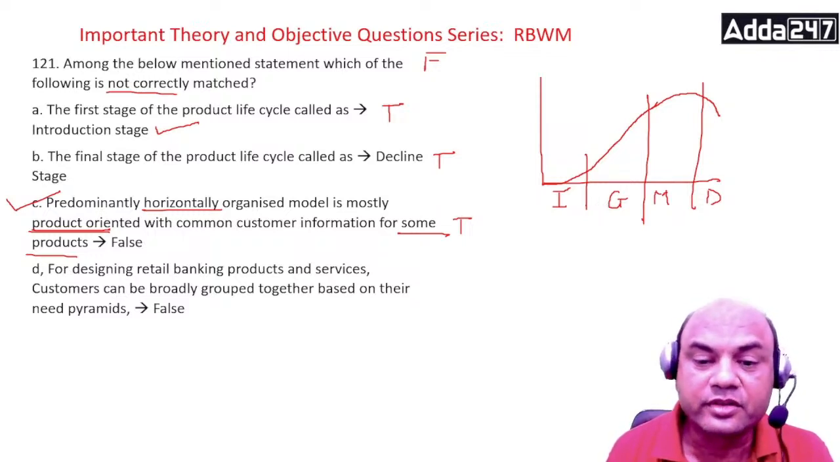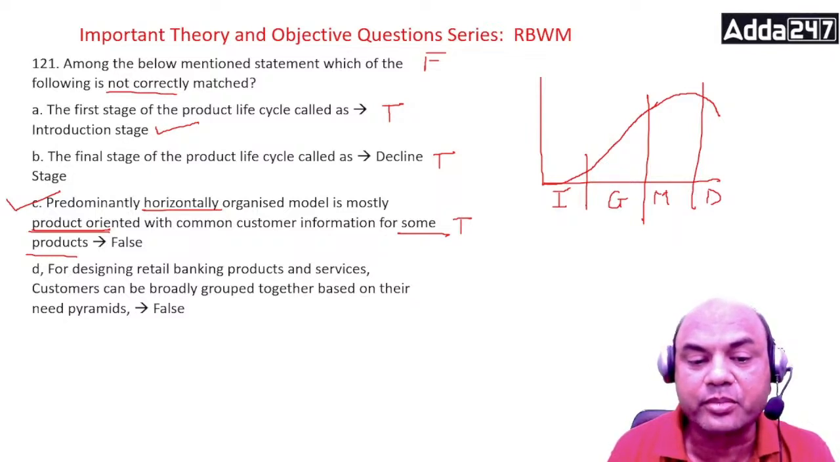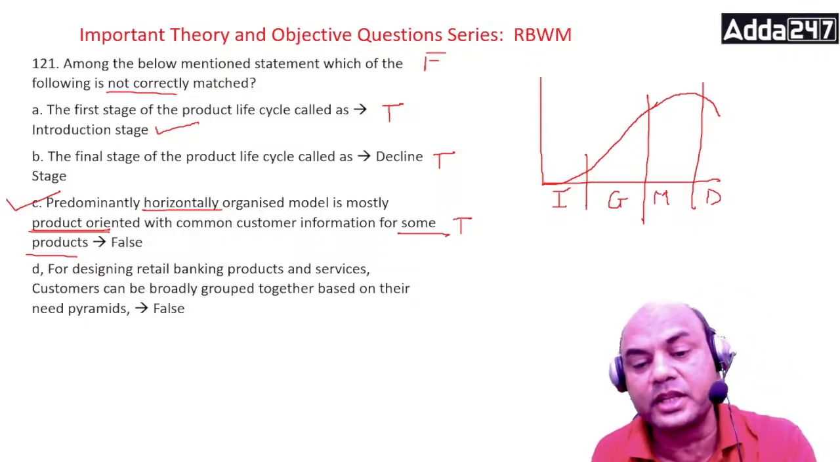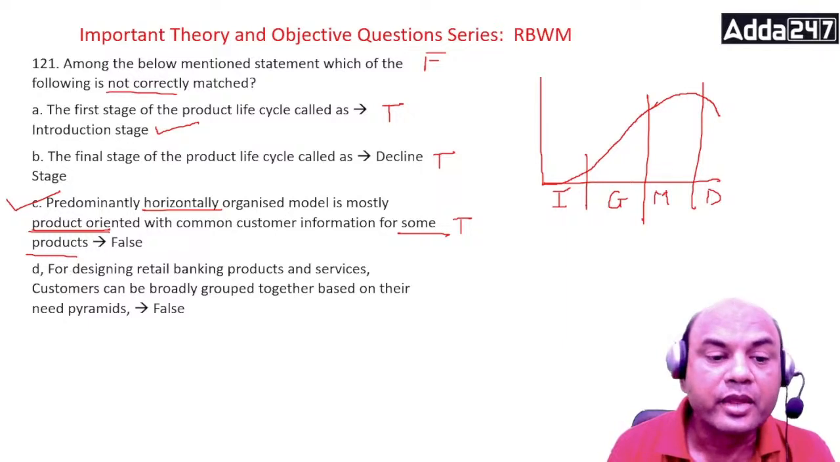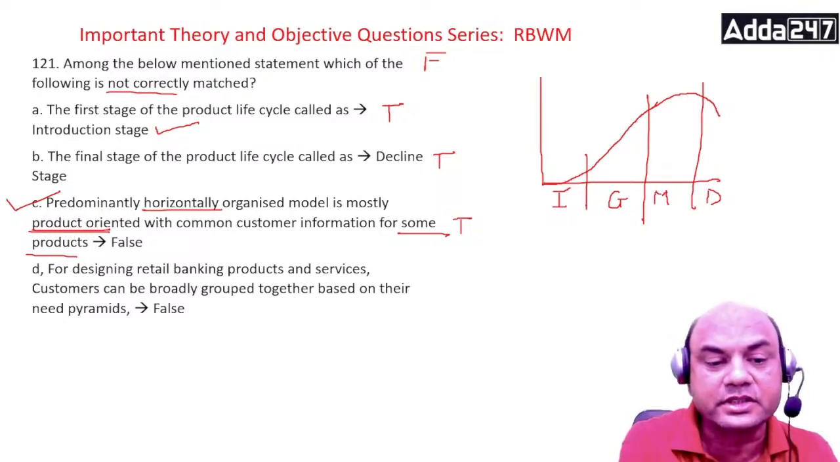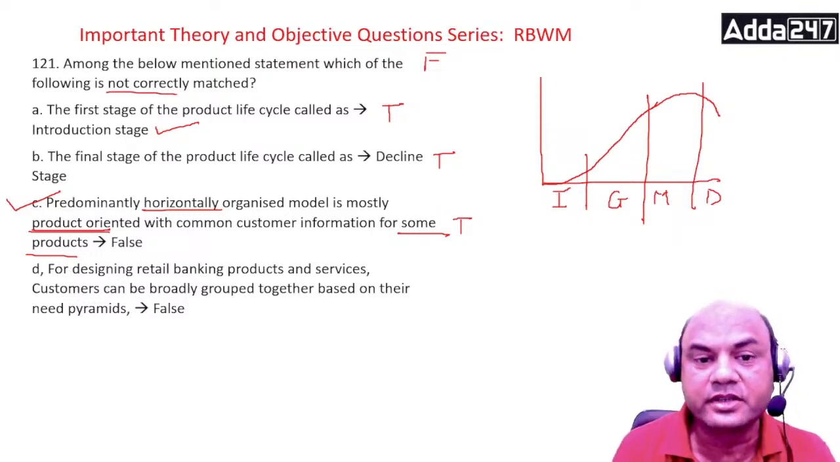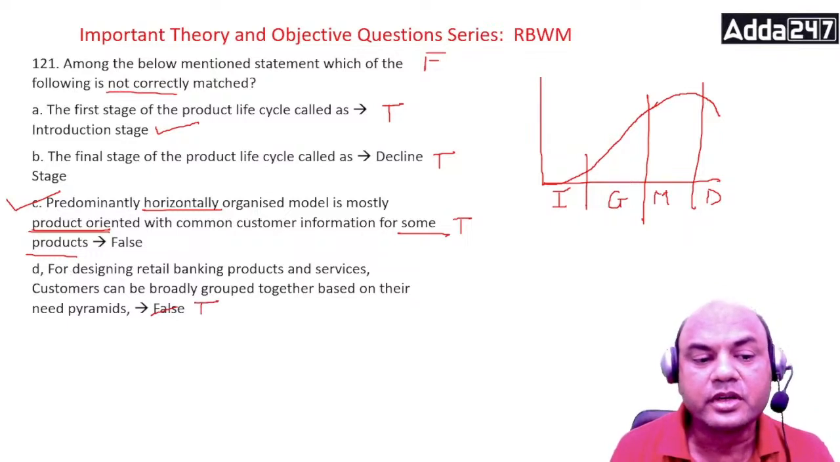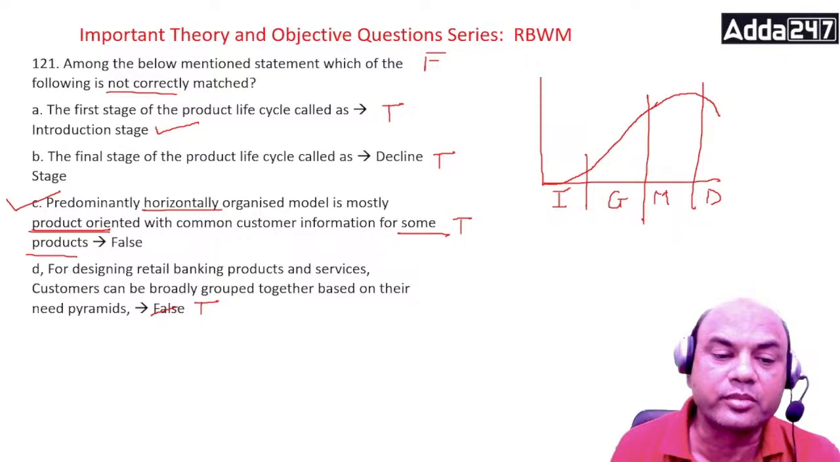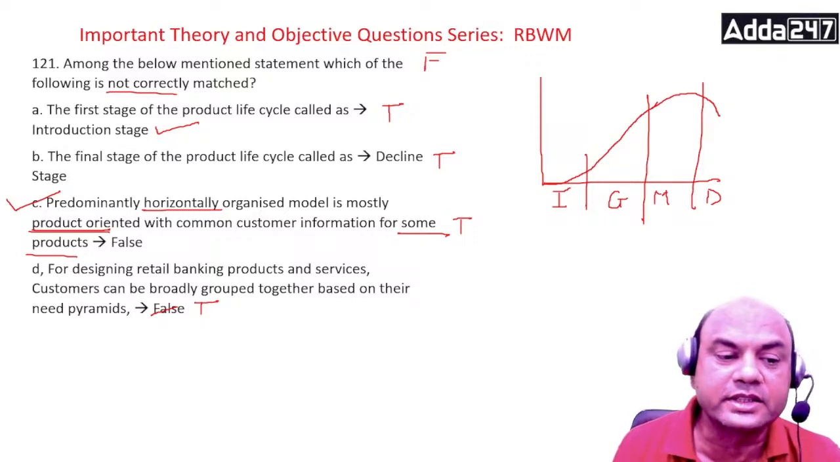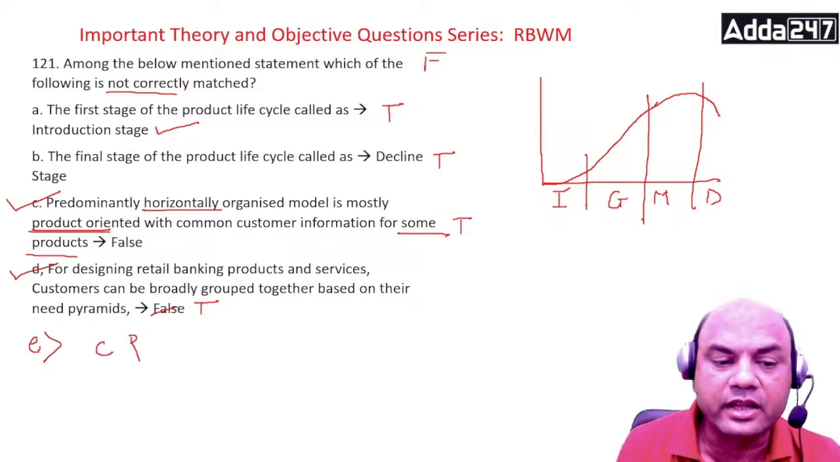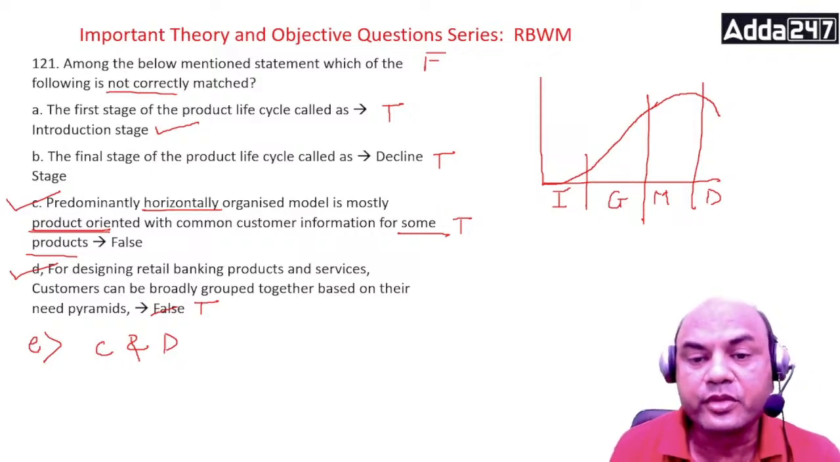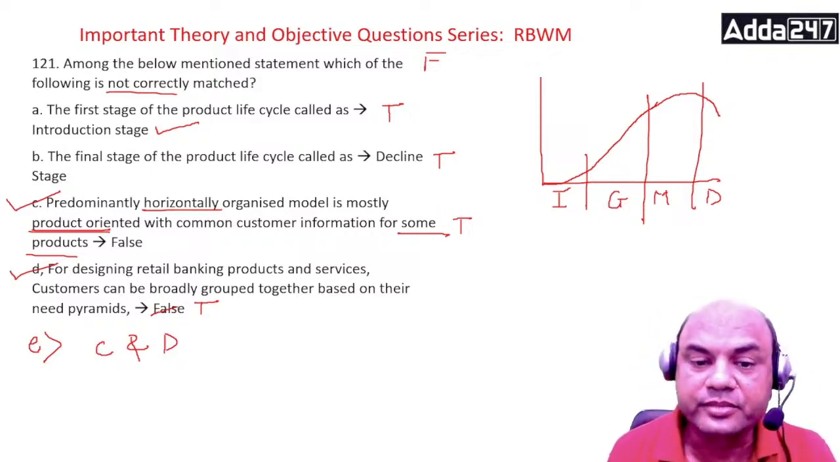And what about this last one? For designing retail banking products and services, customers can be grouped together based on their need pyramids, right? So which of them is not correctly matched? This should be true. They are grouped based on their need pyramid. So that is also true. So the answer will be D also. So an E option should be there: both C and D. So both will be correct over here, C and D.